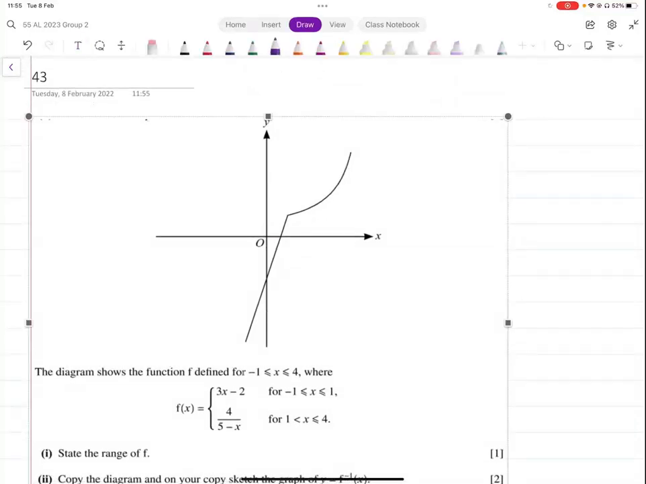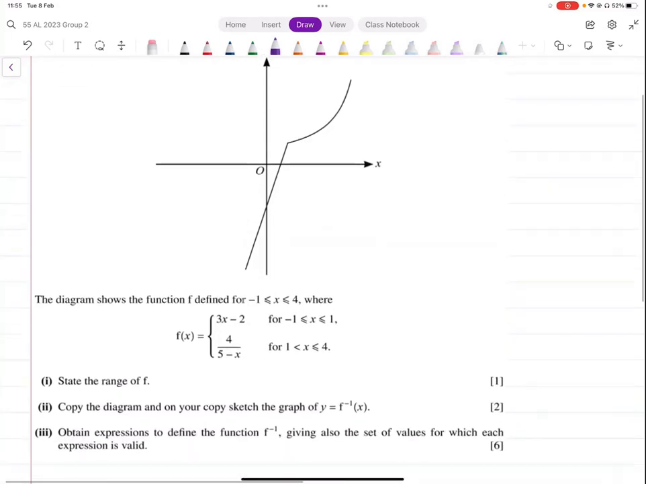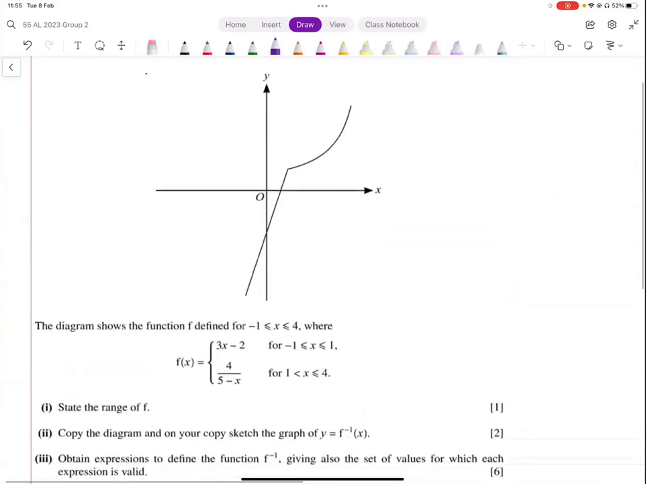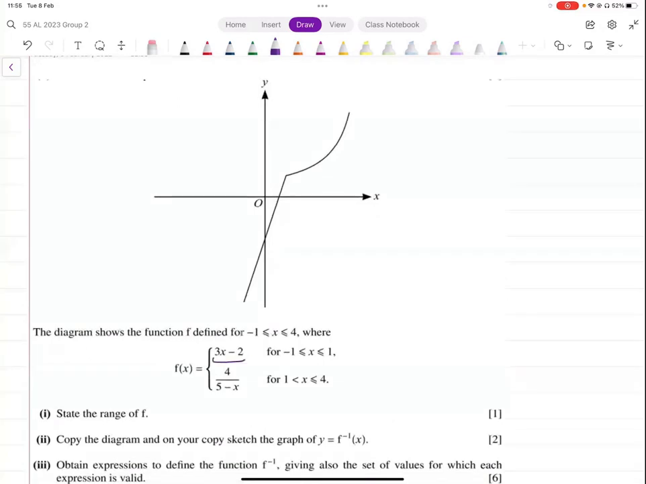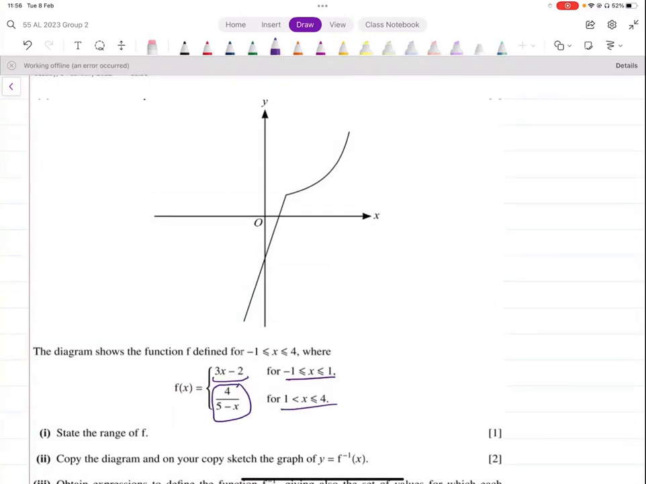Okay, so the diagram shows the function f that is defined for x between minus 1 and 4. ठीक है? Where f of x is 3x minus 2 for x between minus 1 and 1, and f of x is 4 over 5 minus x for x between 1 and 4. So the function is defined in two parts, and you can see that on the graph as well. Graph पे भी आपको नजर आ रहा है.